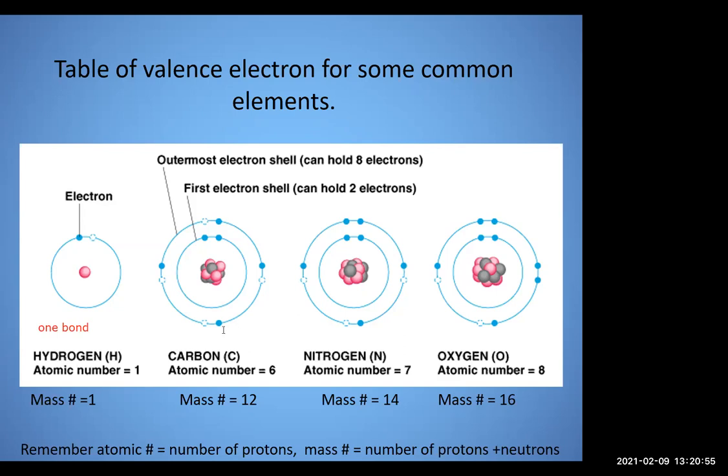Carbon has 4, so the ones that are colored in show the ones that exist, and the ones shown in the little dotted line are the ones that it's wanting. So carbon's atomic number is 6. It has 2 electrons in the inner ring, and then its outer ring has 4 electrons. So it's going to want to make 4 bonds.